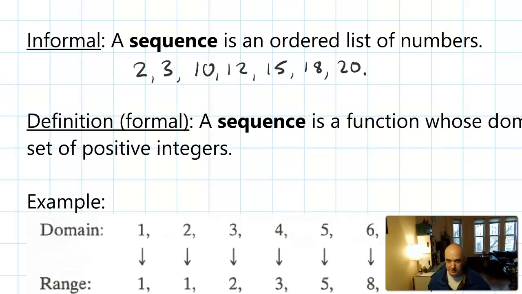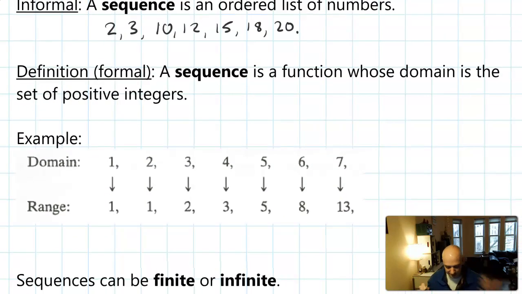Just an ordered list. But what differentiates a sequence from a function is that it's specifically, and this is where we get a little more formal, a function whose domain is the set of positive integers. What do I mean by that? Well, I mean that there's a specific first term, second term, third term, fourth term. So the number of the term is like the input, and the actual value of the sequence is like the output. So the domain is the number of terms, or what the number of the term is, and the range is the output.